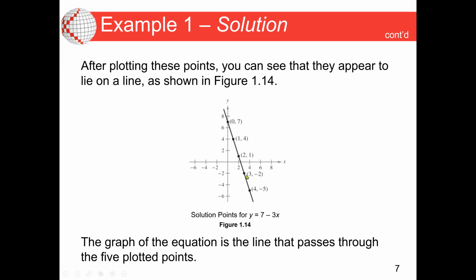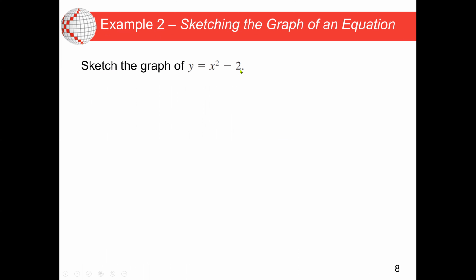Now let's see another example. Here we say we are going to sketch the graph of y equals x squared minus 2. This time the exponent of x is 2, so it's not a linear equation anymore. But normally when the exponent is 2, we have a quadratic equation. So the graph will be a parabola. When the x squared coefficient is positive, the parabola is going to open upward. When it's negative, it's going to open downward. So this will give us the idea of the shape.